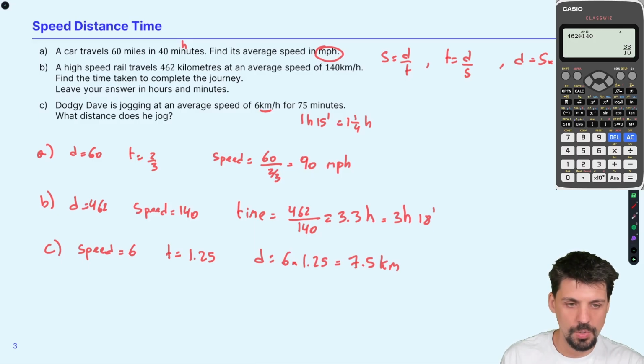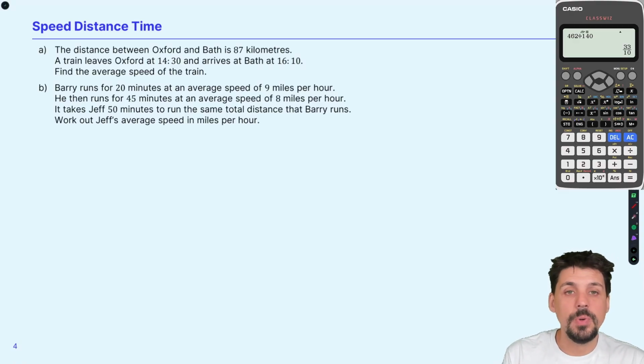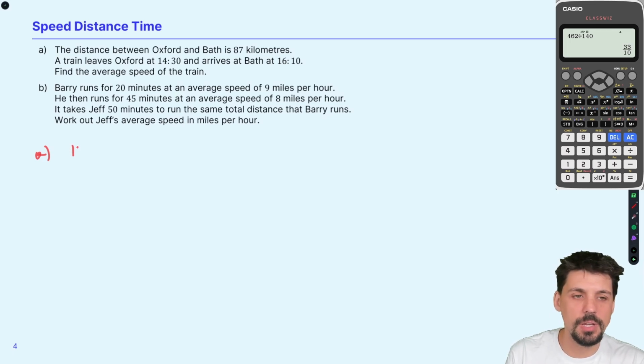Good. Now, time is tricky, so we need to pay close attention to it. So a train leaves Oxford at 2:30 and arrives at Bath at 16:10. So we're going from 2:30 in 24-hour clock and we're going to 16:10. That is 1 hour and 40 minutes.